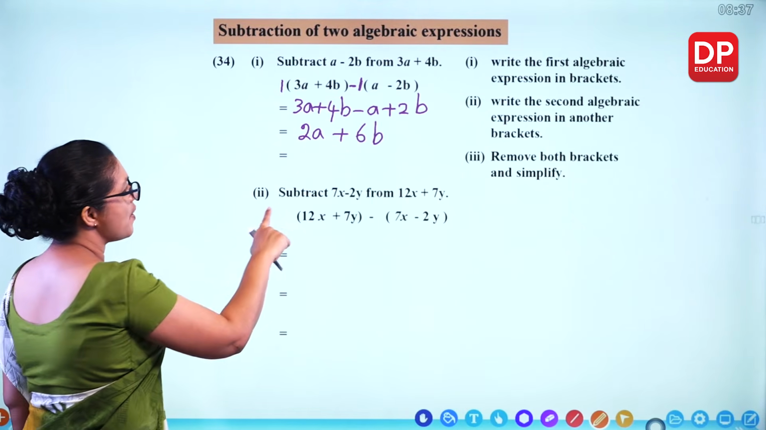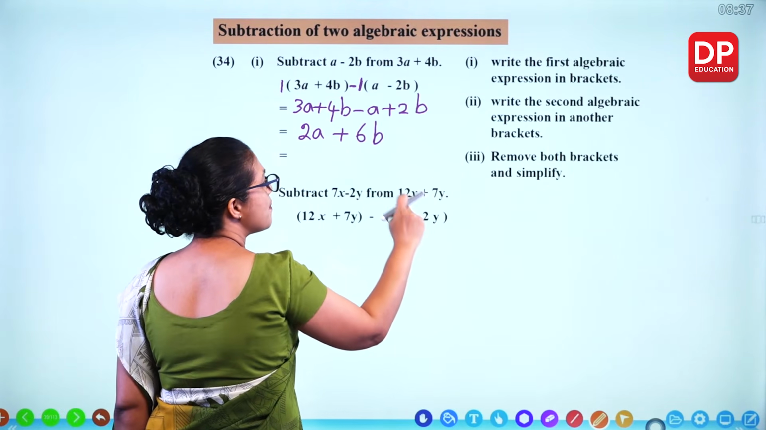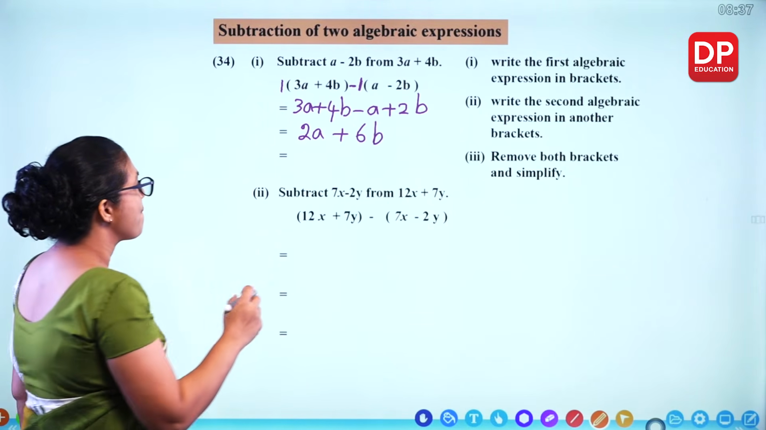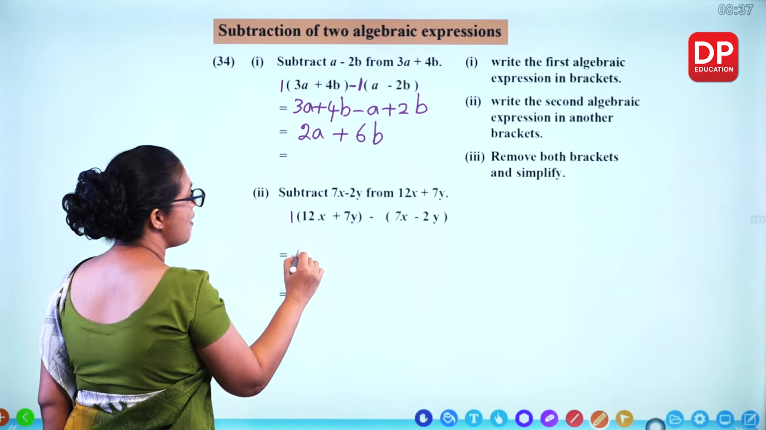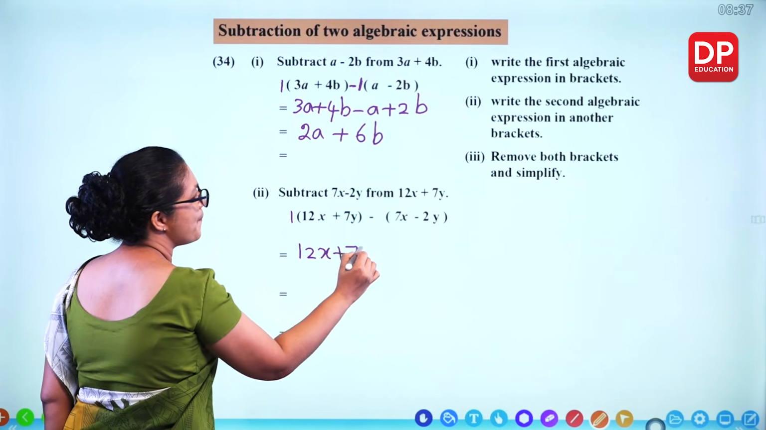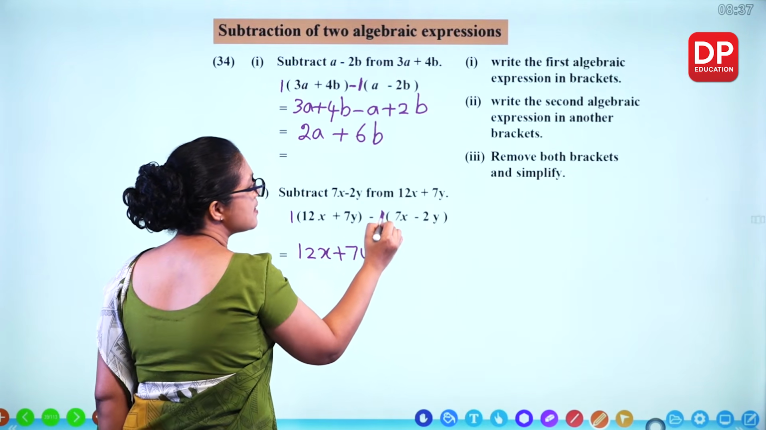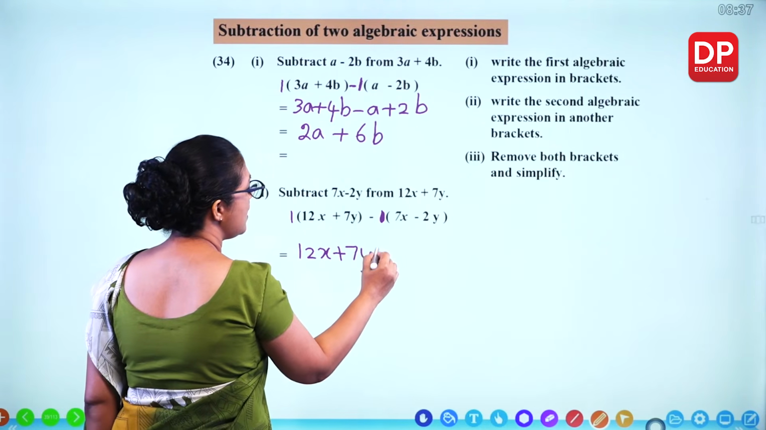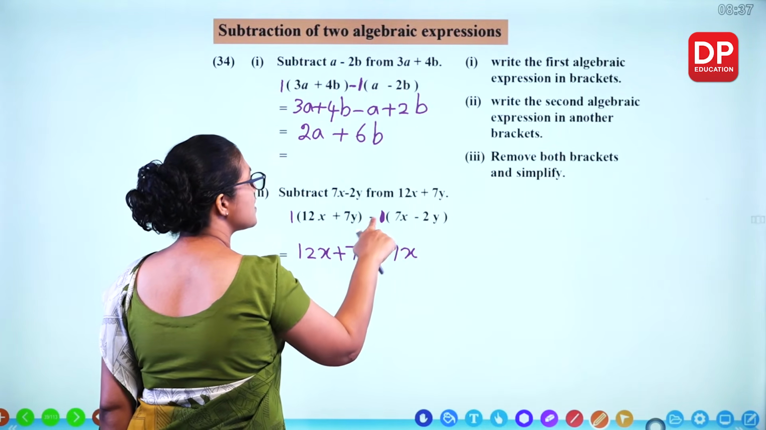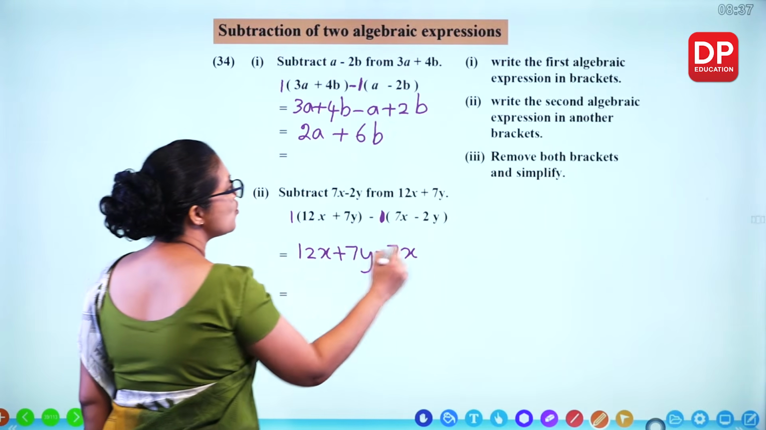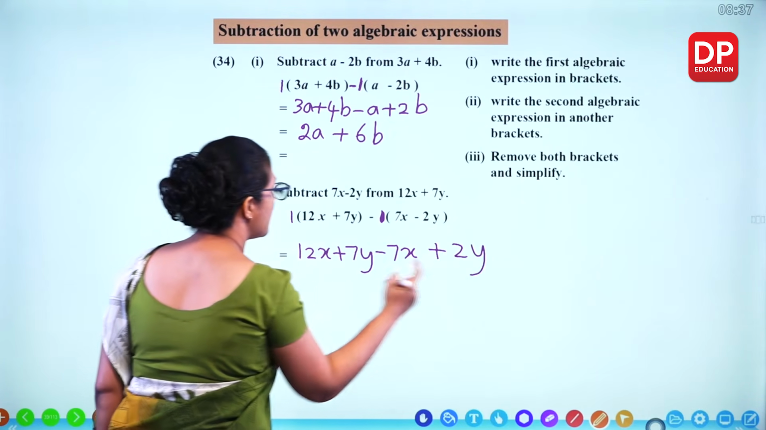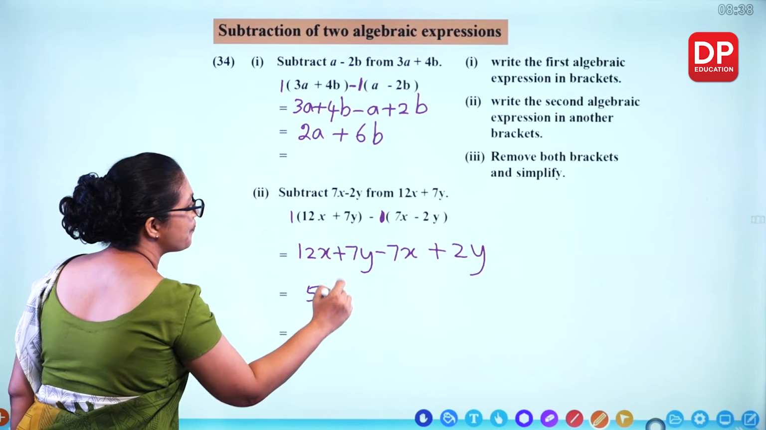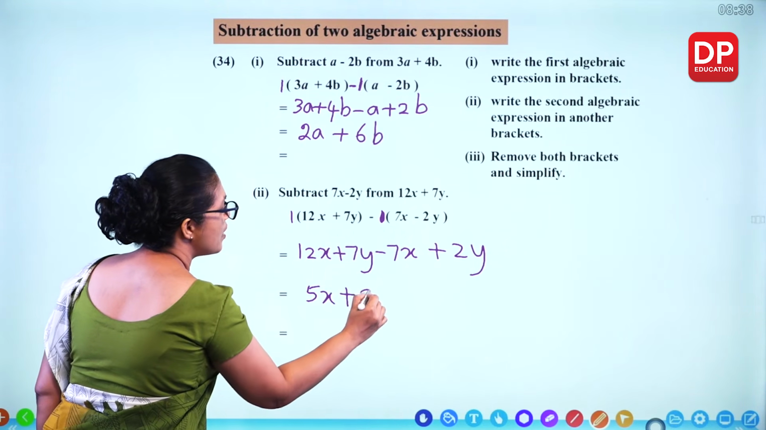This one, subtract this from this. So that means you have to write this one first. 12x plus 7y. So here just multiply by 1. 12x plus 7y. Minus this means open brackets with minus 1. Minus 1 times 7, minus 7x. Minus 1 times minus 2, plus 2y. Like terms, you get 12 minus 7, 5x. 7 plus 2, 9y.